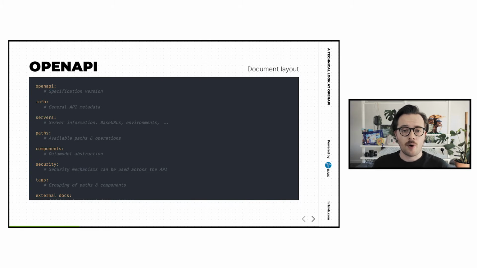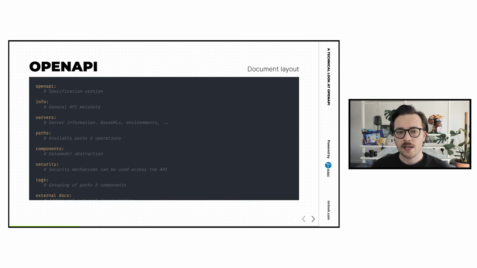Then we can state our components. So OpenAPI is about reusability. We can reuse data models throughout the entire OpenAPI document, so we can stay DRY. We can describe security mechanisms like OAuth or OpenID Connect. Maybe there are some long-lived tokens that are necessary to talk to your API. You can state how and which security scheme you'd like to use for authorization.